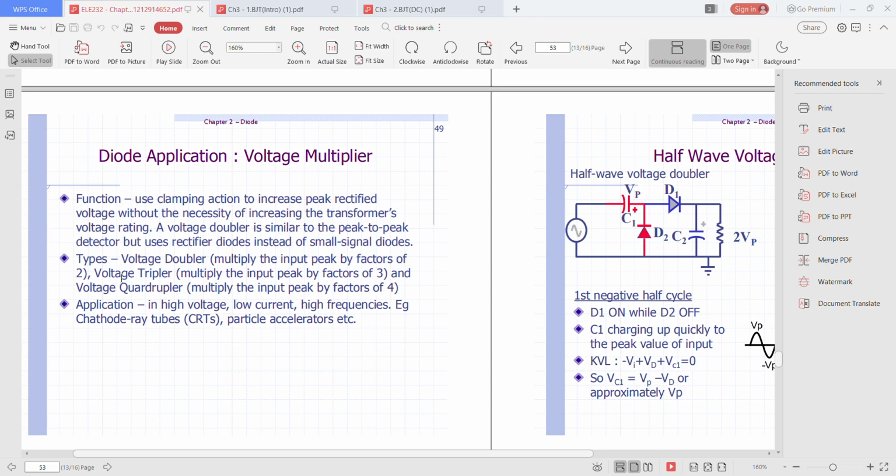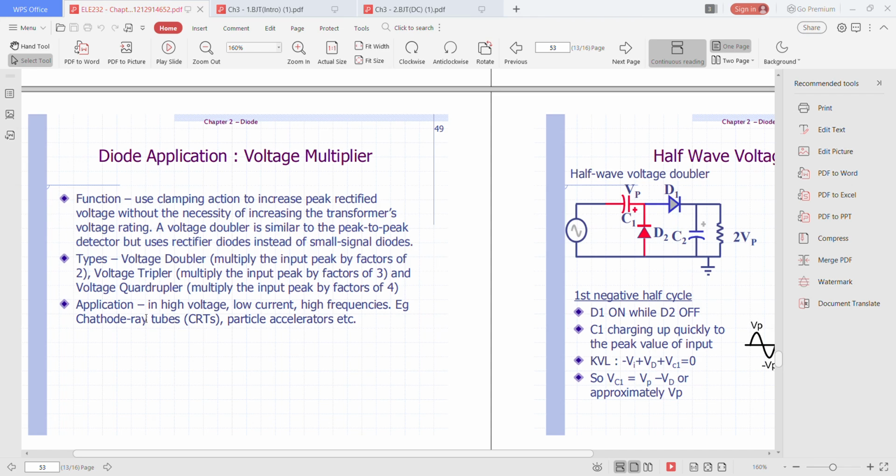The types of voltage multiplier can be divided into categories. The first one is the voltage doubler, where it multiplies the input peak by a factor of 2. Second one is voltage tripler, where it multiplies the input peak by a factor of 3. And number 3 is voltage quadrupler, where it multiplies the input peak by a factor of 4. So there are 3 types of voltage multiplier involved.